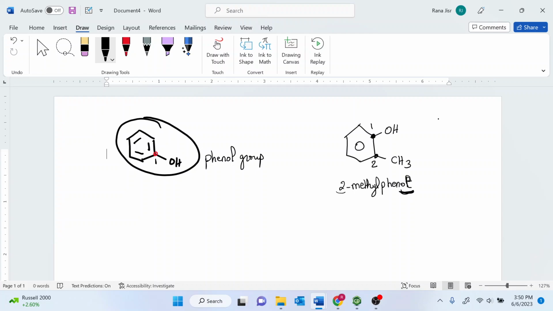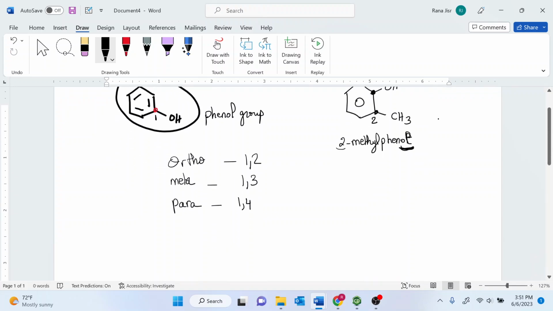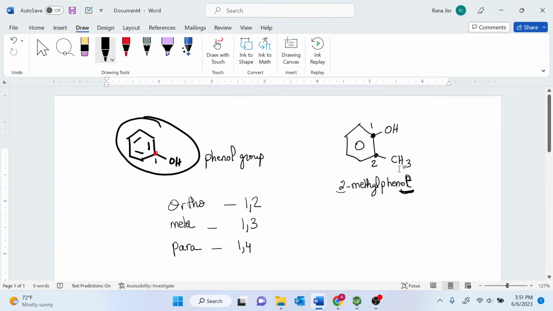There's another way of naming those two substituents on the benzene by using the prefixes ortho, meta, and para. Ortho is whenever you have positions 1 and 2 occupied on the benzene. Meta is whenever you have positions 1 and 3 occupied, and para when you have positions 1 and 4 occupied. I use ortho, meta, and para only whenever I have two substituents on the benzene.